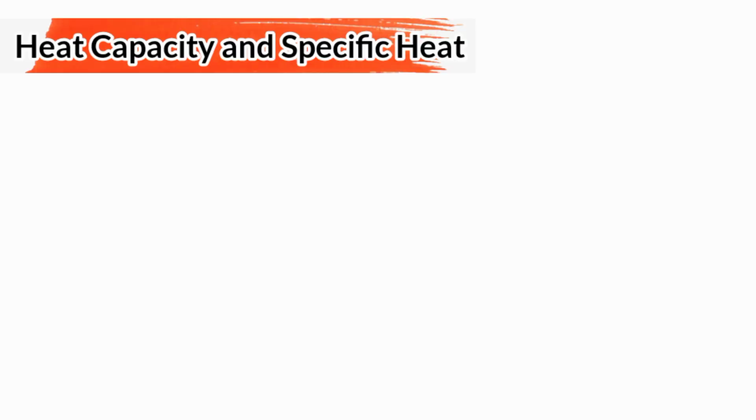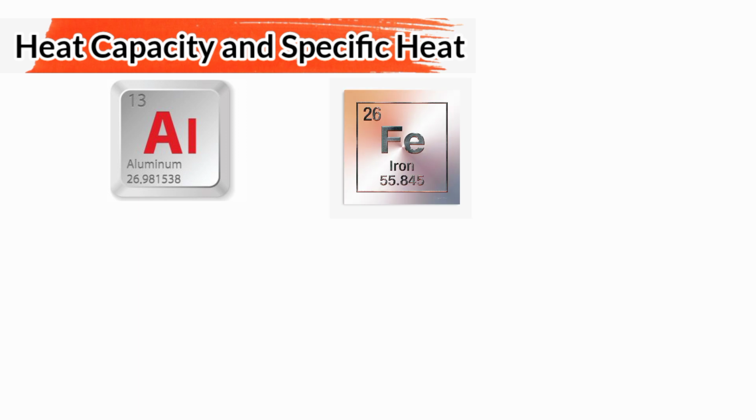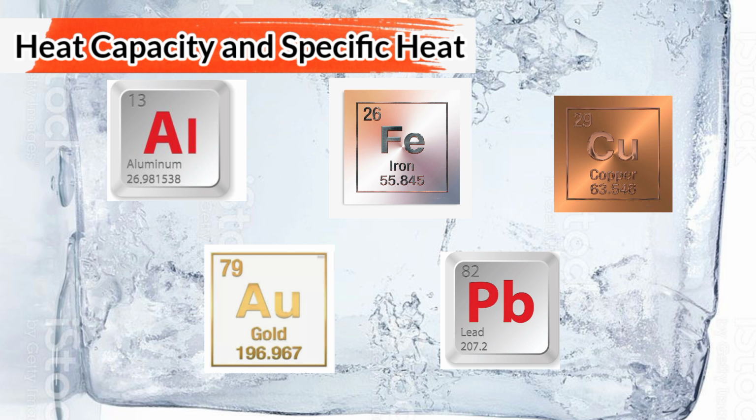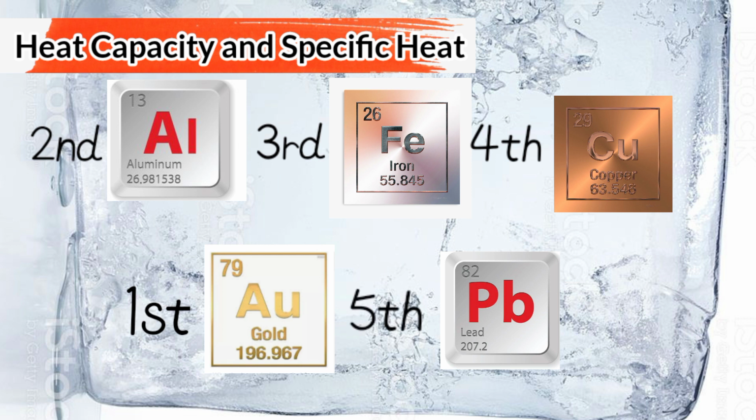Consider 5 blocks of different metals, aluminum, iron, copper, gold, and lead, of mass 100 grams, having the same cross-sectional area and same initial temperature, placed onto a block of ice. Gold melts the most ice and sinks the deepest. Second is aluminum, third is iron, fourth is copper, and lead is the last. This only shows that although these metals have the same mass and initial temperature, they absorbed and gave off different amounts of heat. This is because these metals have different heat capacities.